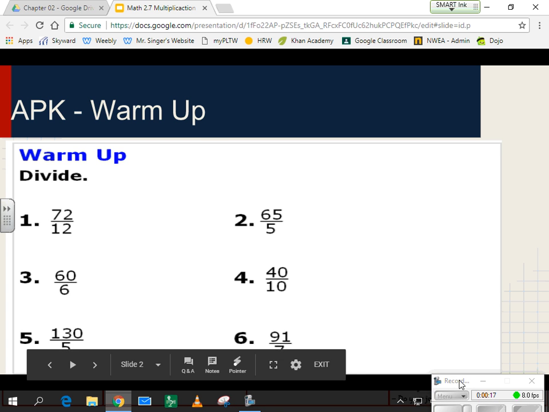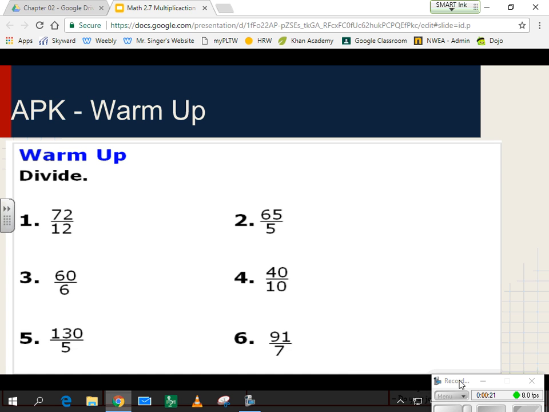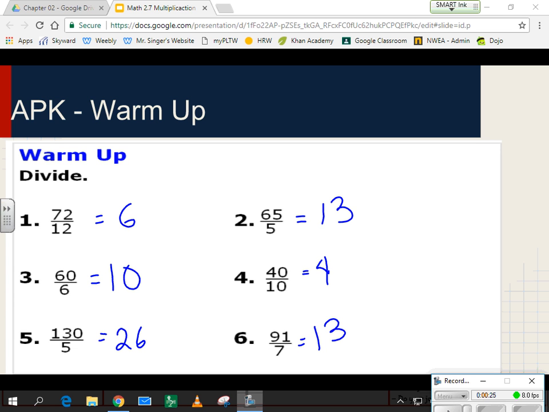Here is your warm-up today. I want to see how well you can solve 6 division problems. Show me your answers. Come back when you're done. And here are the correct answers to your 6 warm-ups.